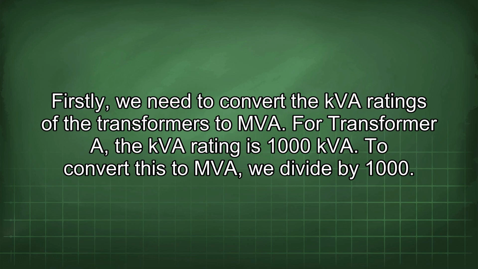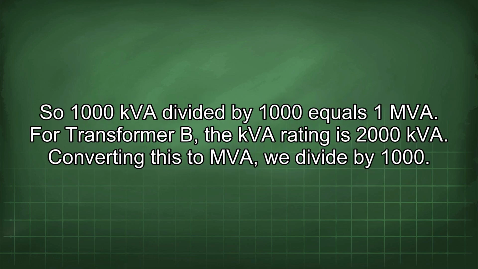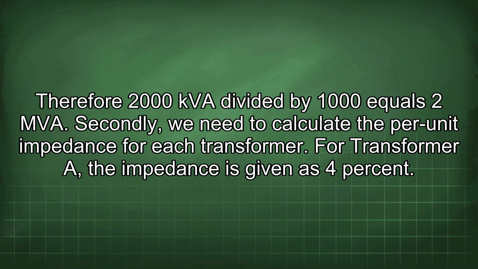For Transformer A, the kVA rating is 1000 kVA. To convert this to MVA, we divide by 1000. So 1000 kVA divided by 1000 equals 1 MVA. For Transformer B, the kVA rating is 2000 kVA. Converting this to MVA, we divide by 1000. Therefore 2000 kVA divided by 1000 equals 2 MVA.